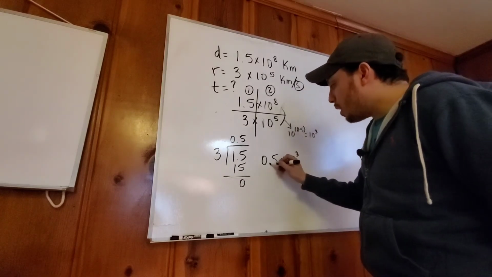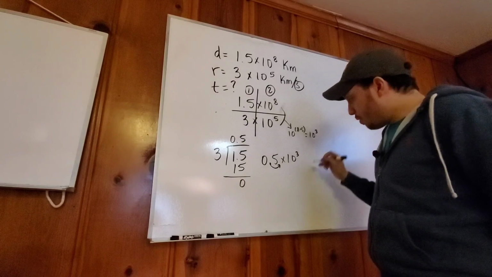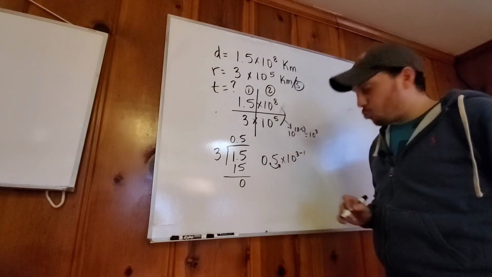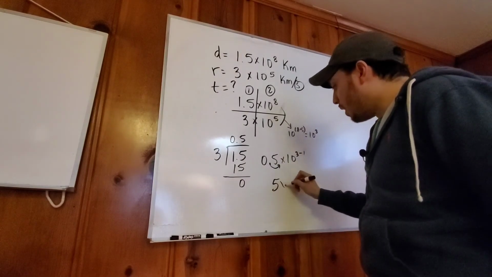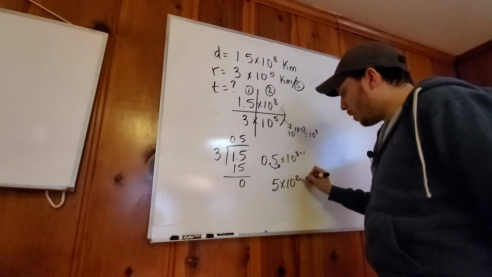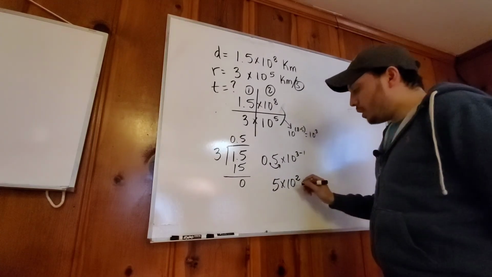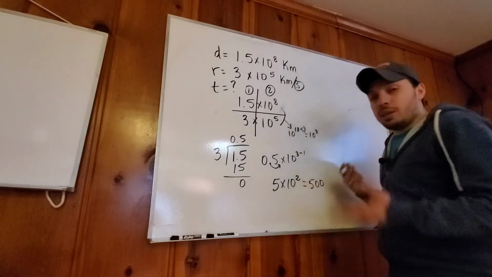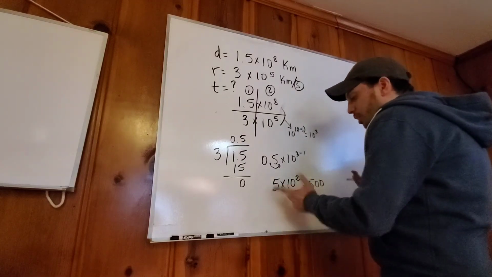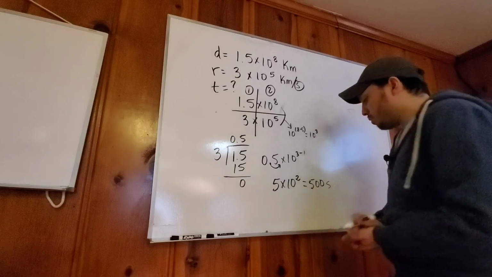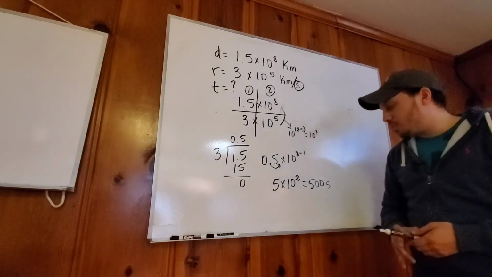However, this has to move to the right. And every time I move to the right, the exponent is going to be subtracted by 1. So it'd be 5 times 10 squared, or 500. 10 squared is 100, everybody knows that, and 100 times 5 is 500. 500 seconds. It will take 500 seconds.